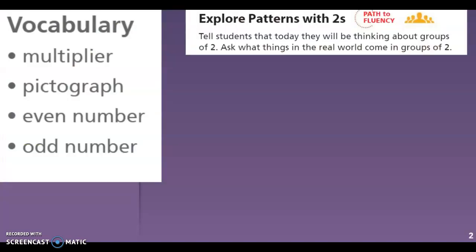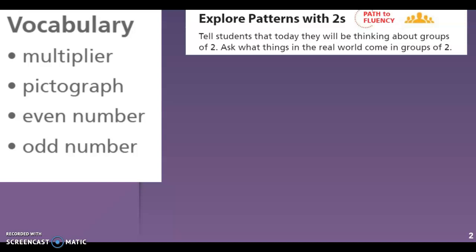Some of the vocab that you're going to need, the first one is called a multiplier. We're going to circle that today. That's the number that we're multiplying by. Another word is pictograph. A pictograph usually has a key, so watch out for pictographs. They're pictures that represent numbers, but often there's a key that says 2 pictures represent one thing, or 3 pictures, so watch for that.